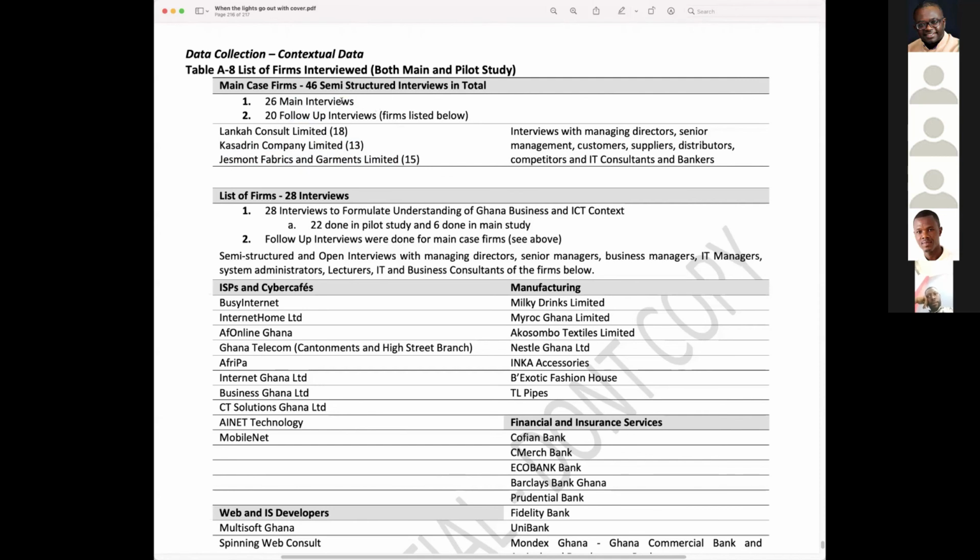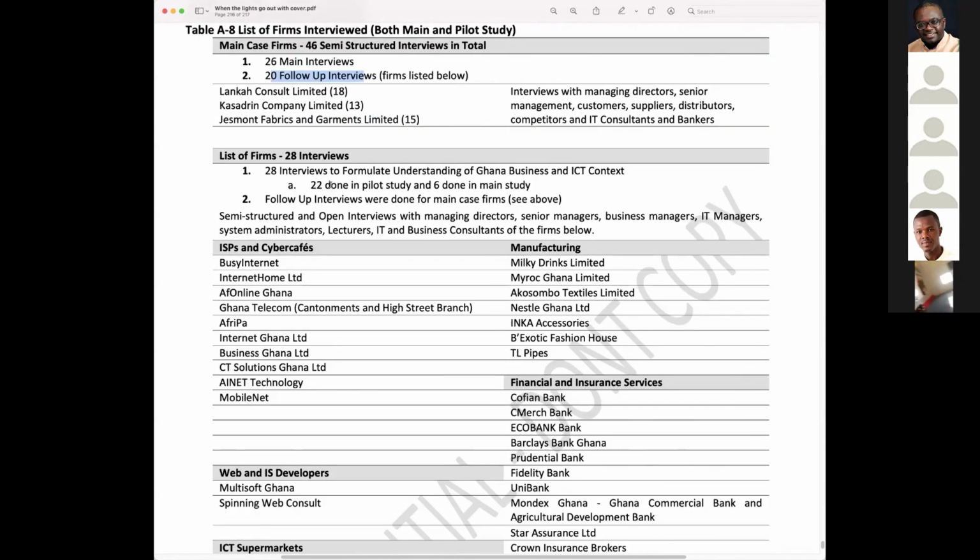Now, I think the 26 main interviews were at the pilot stage and the 20 follow-up were at the main study. One of them, I think so. Okay. The 28 interviews to formulate the understanding of the Ghana business context. Okay, list of firms interviewed. 28. Okay, and then 22 done in the pilot stage and 6 done in the main stage. Because this one I break it down a bit.